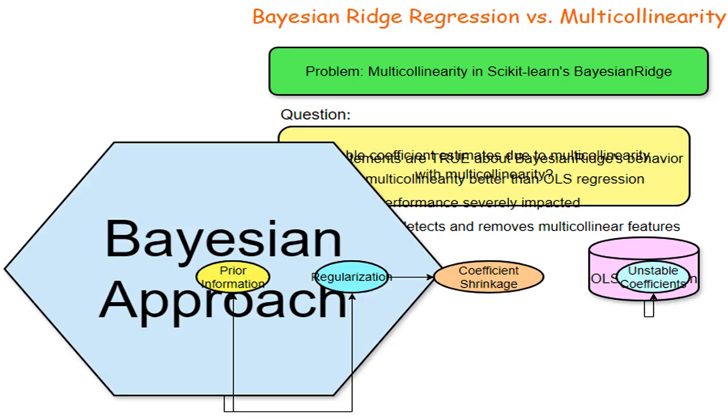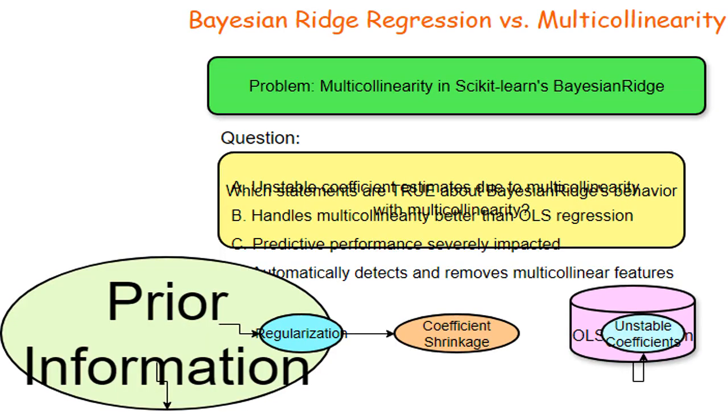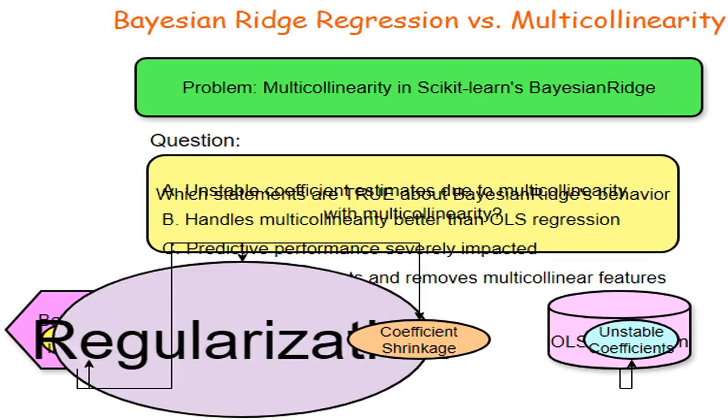I'm focusing on the Bayesian approach used by Bayesian-Ridge. It uses probability to estimate model parameters by combining prior belief about parameters with observed data. I'm highlighting the importance of prior information in a Bayesian method. It's like having some initial guess about the parameters, and this information guides the parameter estimations and reduces the impact of multicollinearity.